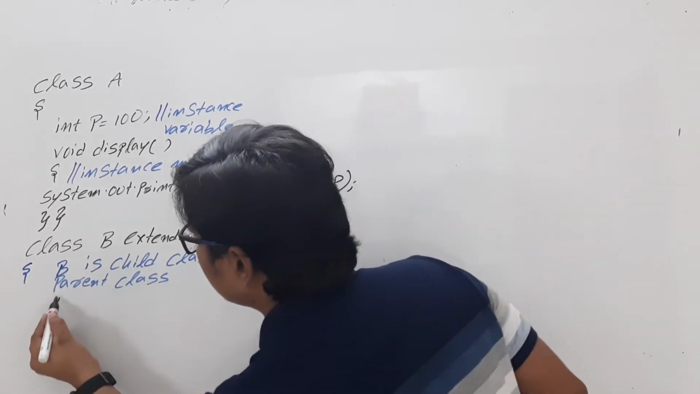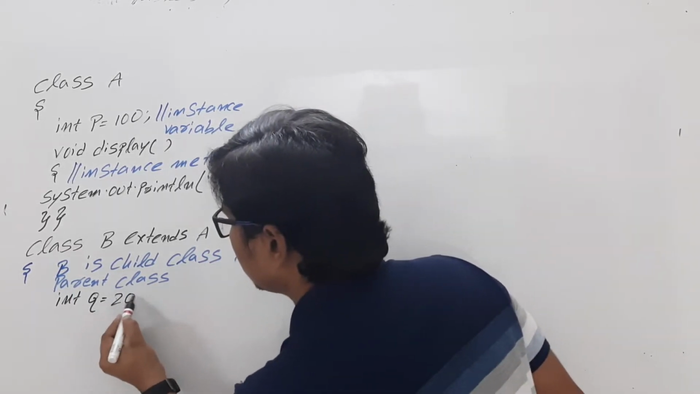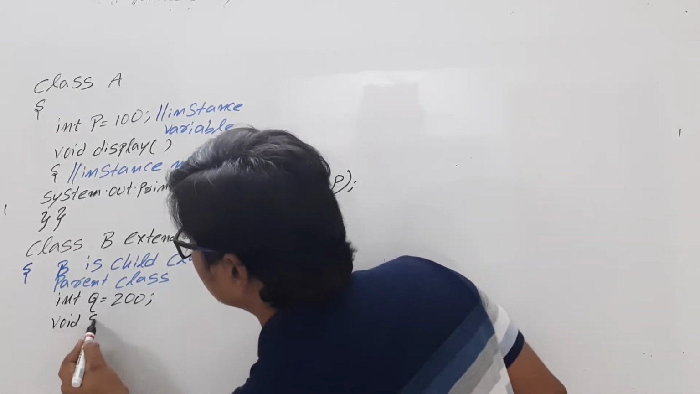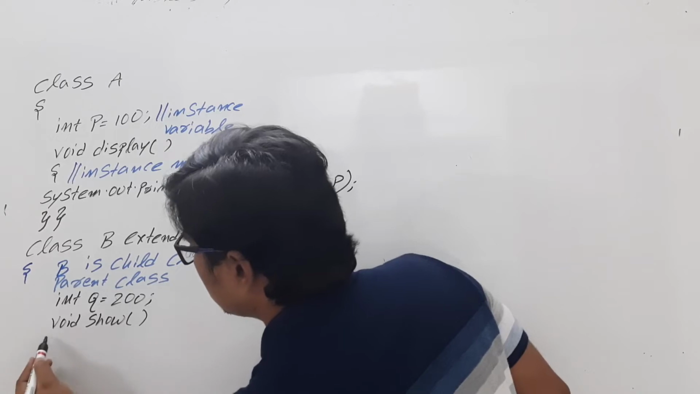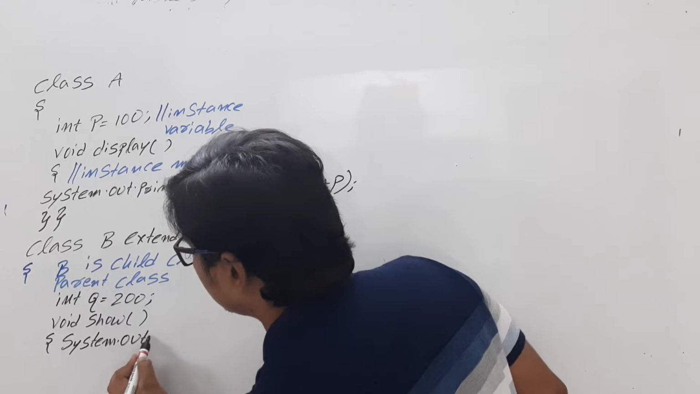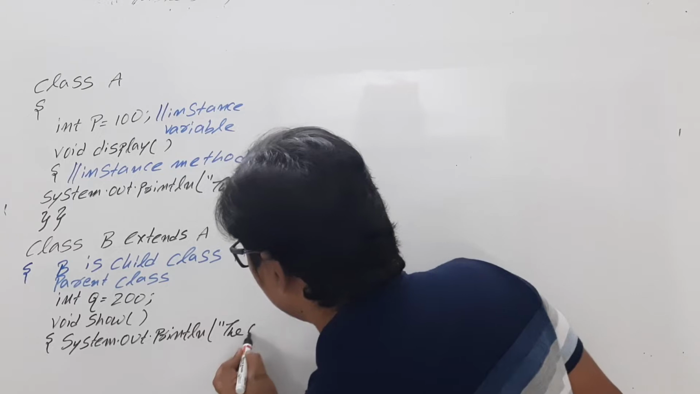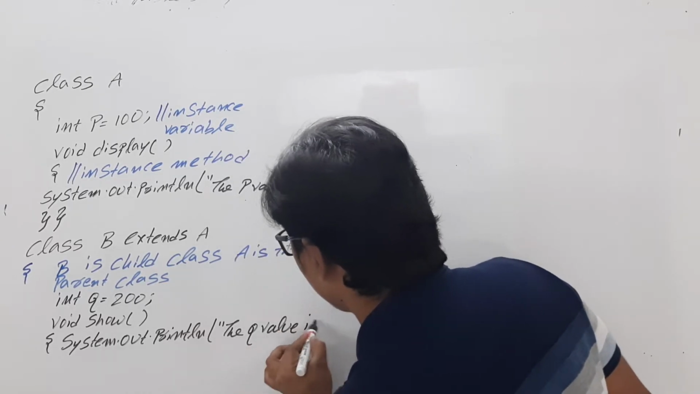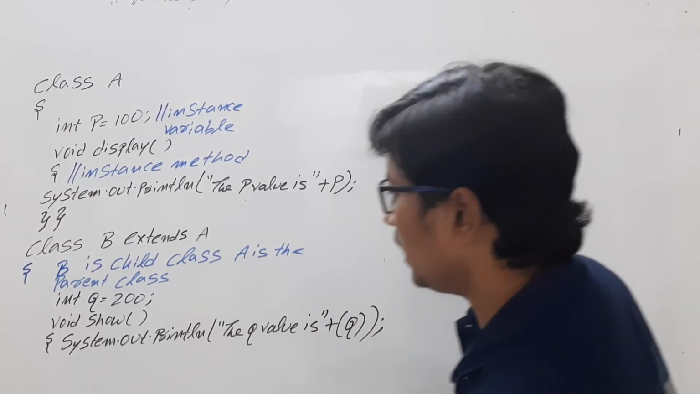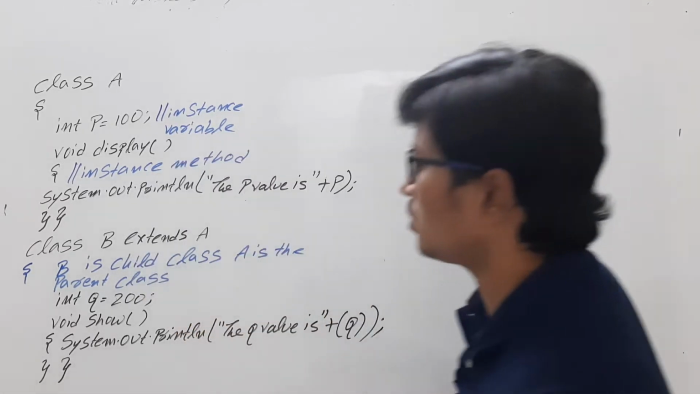Now what I will do, I will define a variable called q and assign the value 200. Okay, and then I am defining a method called show, and I want to print the q value. So I will write system.out.println("the q value is " + q). Okay, let me close the method called show and let me close the class called B.